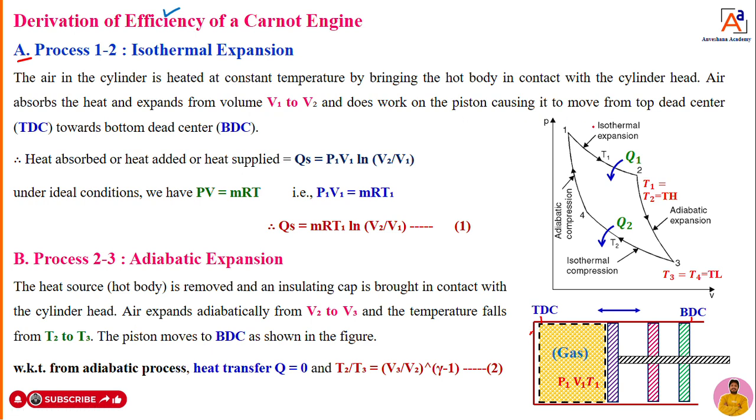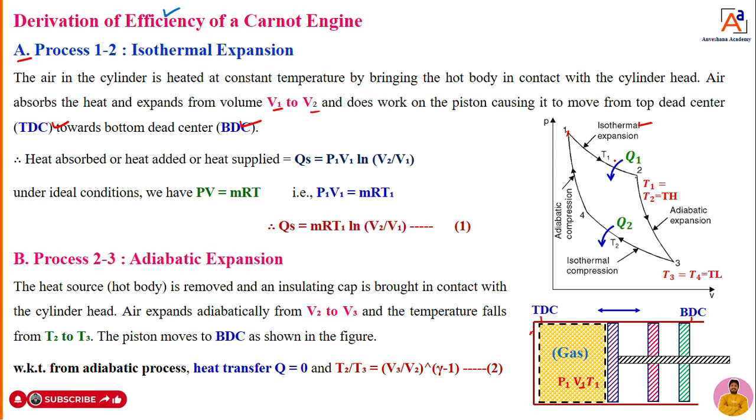Process 1 to 2, which we already studied, is isothermal expansion. The piston is going to move from TDC to BDC, where the volume increases from V1 to V2. At point 1 the temperature is T1, and at point 2 the temperature is T2. As I told, you are going to supply heat, and the piston expands from point 1 to point 2. That means the heat is supplied at constant temperature. Due to this heat supply, the piston is going to expand. That process we call an isothermal expansion process.